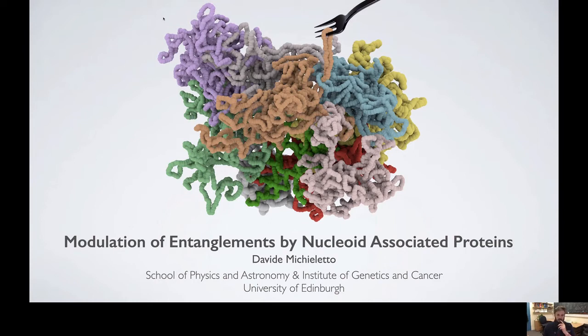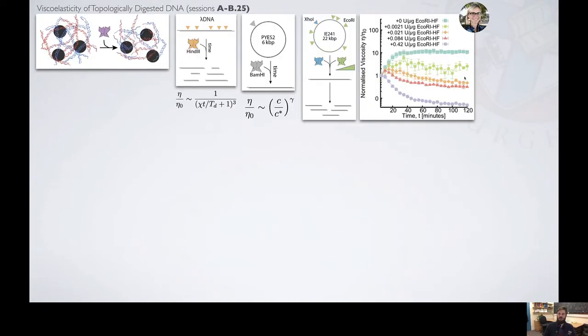Before going into the details of this project, and I'll tell you the findings of this project, I'll give you just an overview of other things that we are interested in at the moment. So in collaboration with Professor Robertson Anderson, we've been looking at functionalizing solutions of entangled DNA. So for instance, in this particular project, there are people talking about this in sessions A and B25.